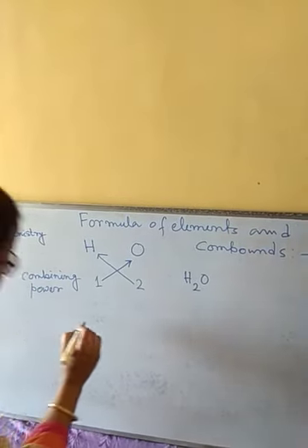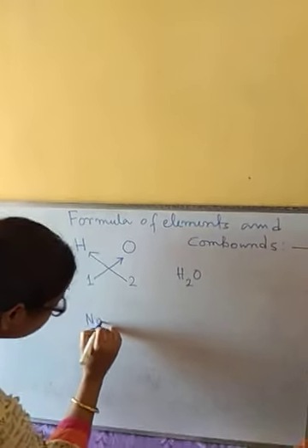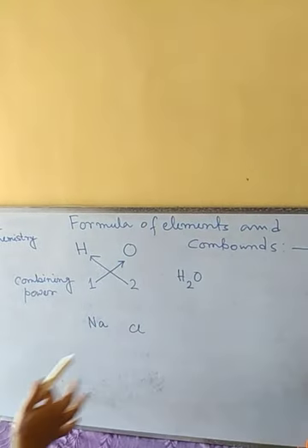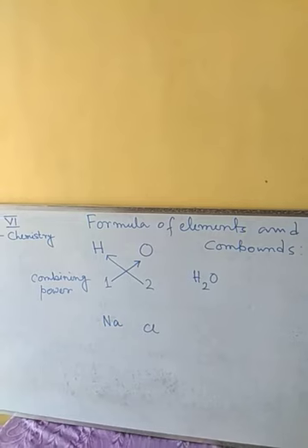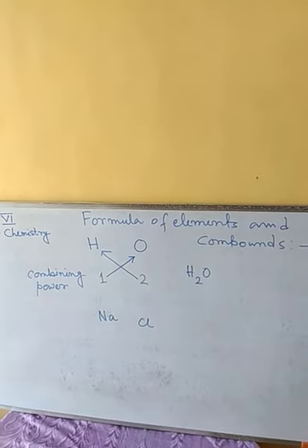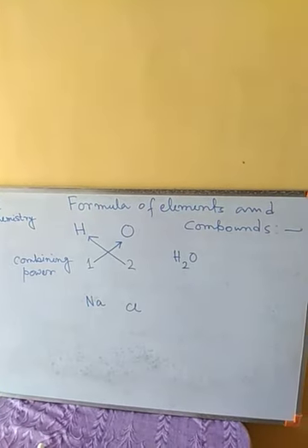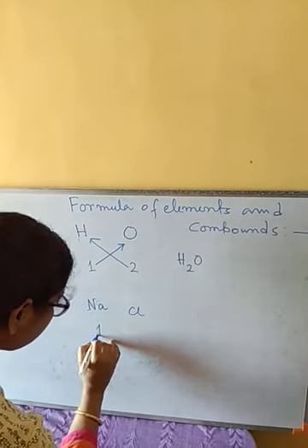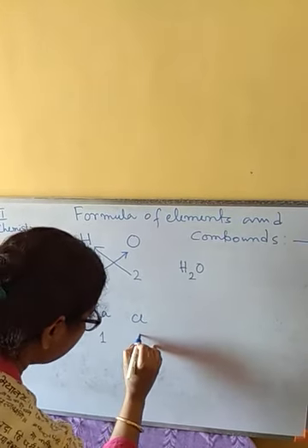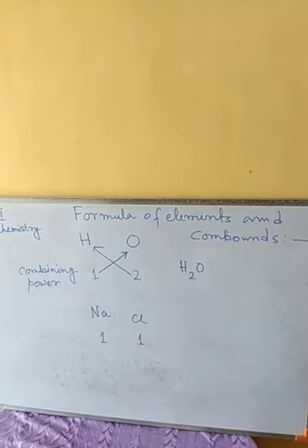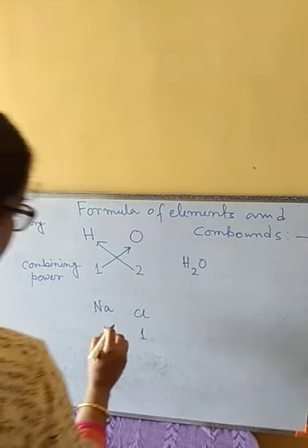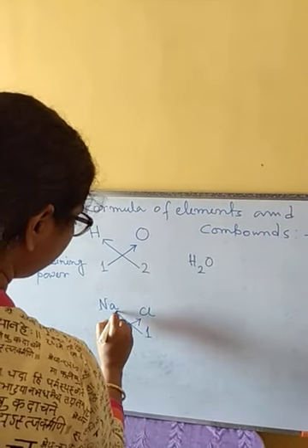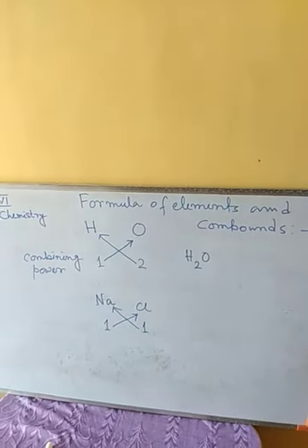Now let us see what about sodium and chlorine. If a compound is formed between sodium and chlorine, then what will be the formula? Sodium's combining power is 1, and chlorine's combining power is also 1. Now as we know this, we have to cross the combining powers.